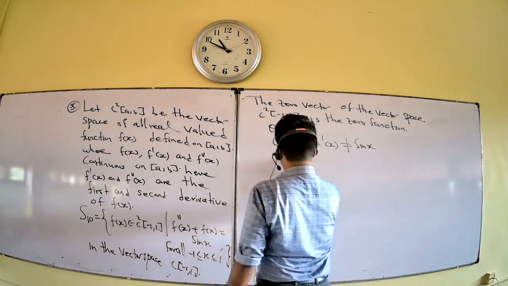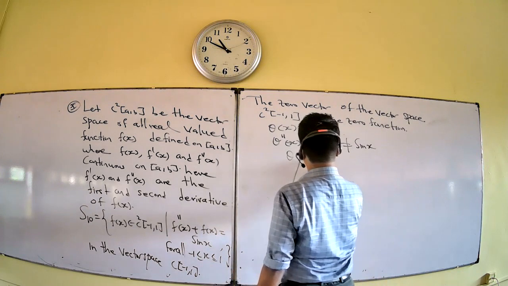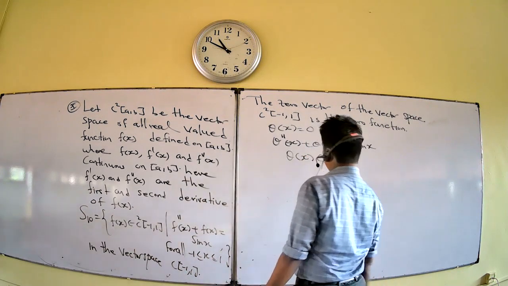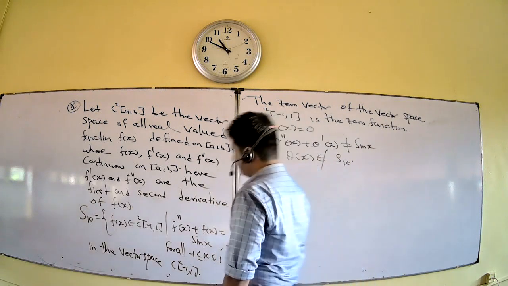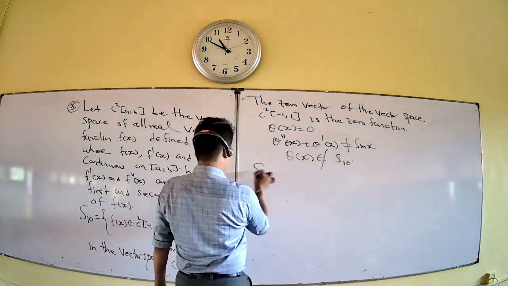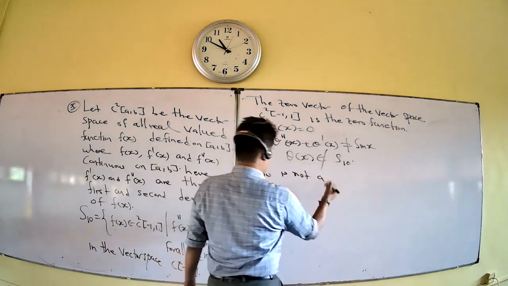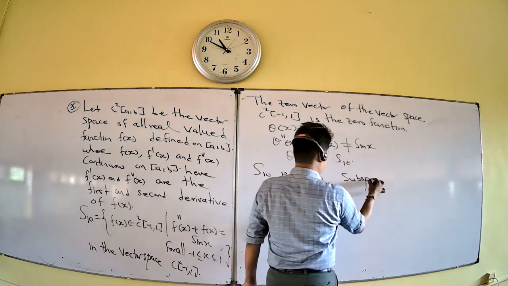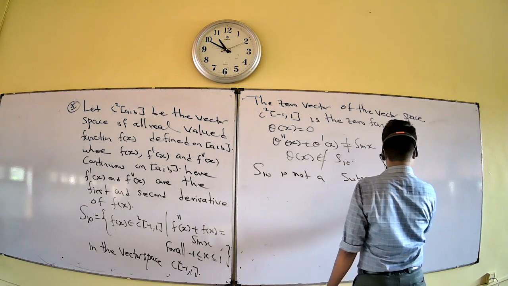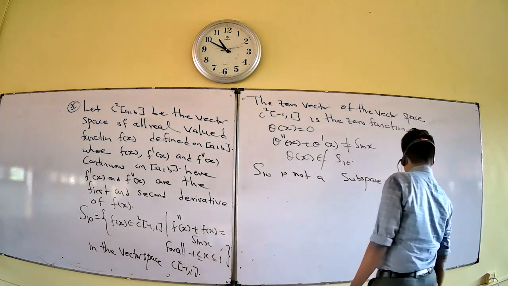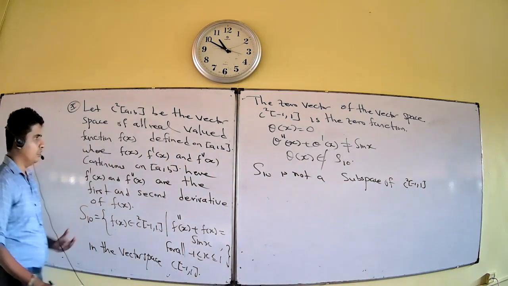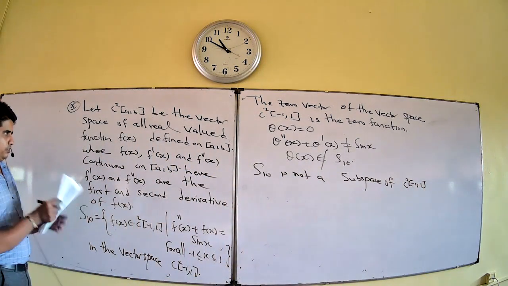Therefore, this theta of x, the zero function, is not an element of S10, right? Therefore S10 is not a subspace of C squared of minus 1 plus 1, because in C squared of minus 1 plus 1 one of the functions is the zero function, and the zero function does not satisfy this condition. Therefore, it's not a subspace. Okay, right.